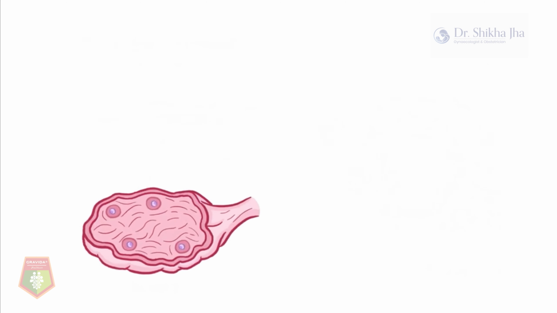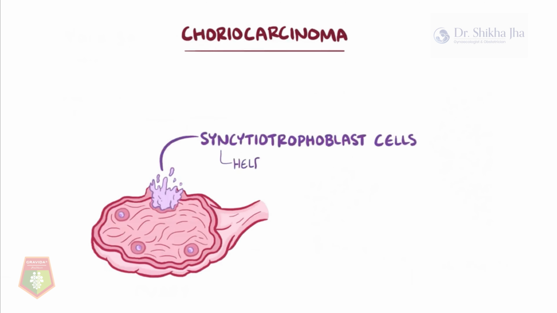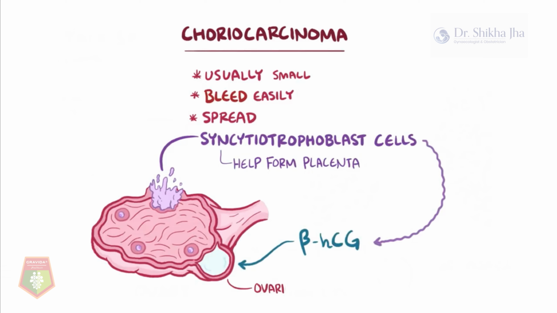The third subtype is a choriocarcinoma, and it's made of germ cells that turn into syncytiotrophoblasts cells, which are the ones that help form the placenta. These tumors are usually small, bleed easily, and often spread beyond the ovaries. The syncytiotrophoblasts cells secrete high levels of the hormone beta-human chorionic gonadotropin, and that can cause ovarian cysts to form.